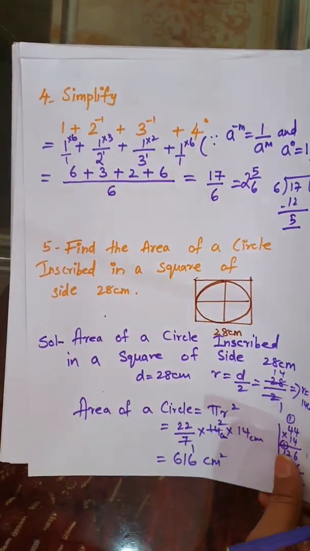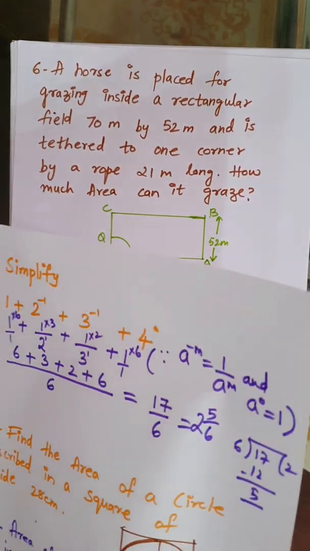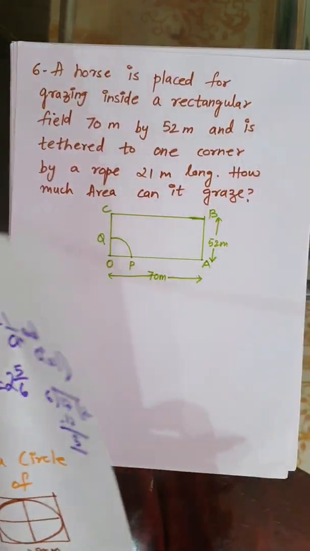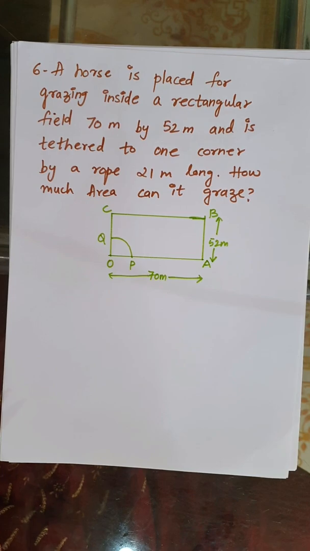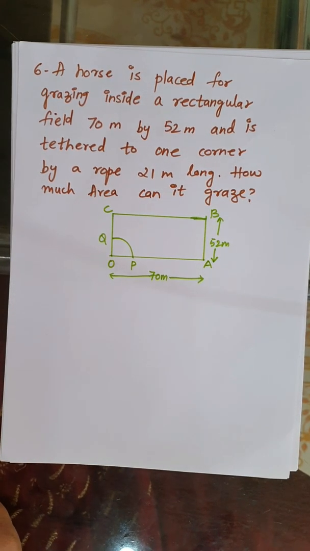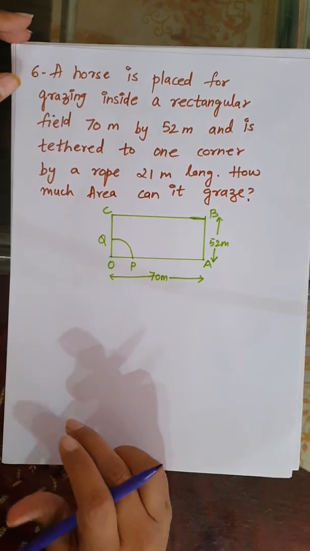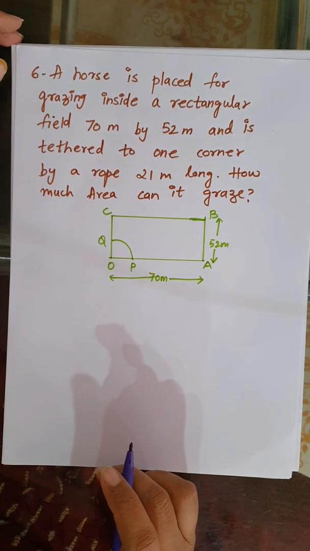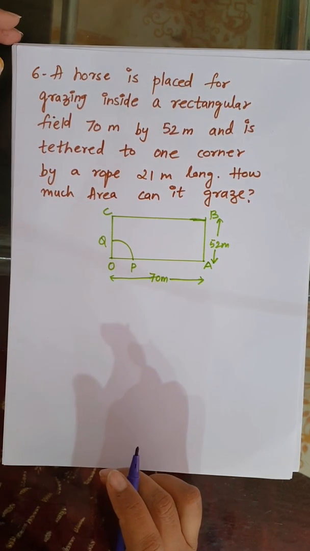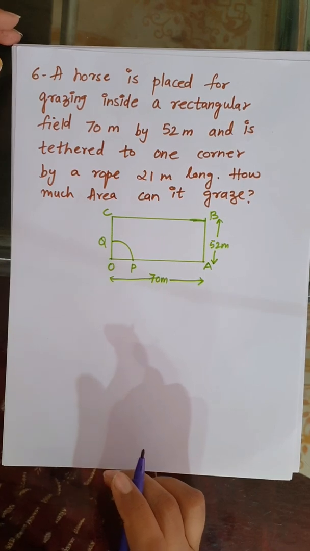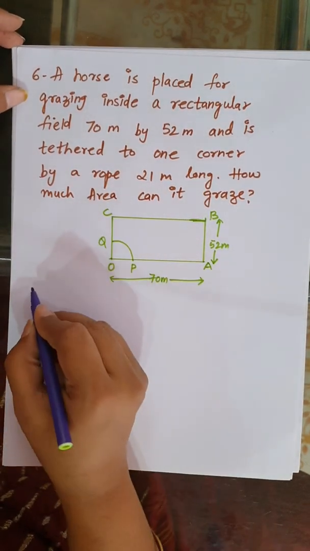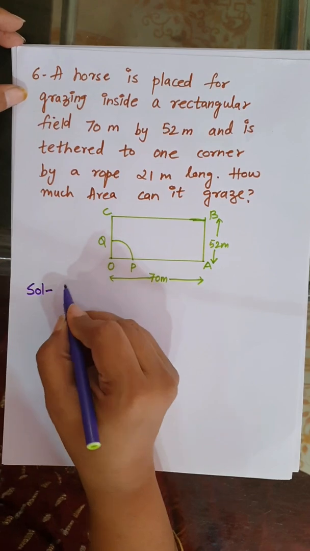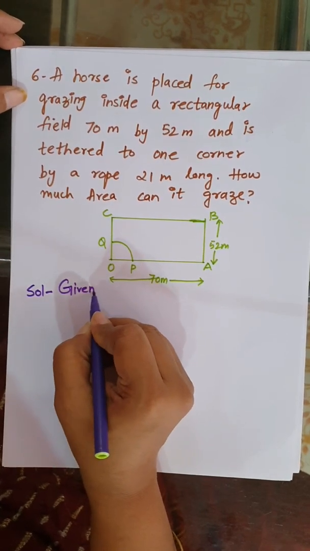Next. A horse is placed for grazing inside a rectangular field 70 meter by 52 meter and is tethered to one corner by a rope 21 meter long. How much area can it graze? Okay. Now what is given? First of all, we will write that.